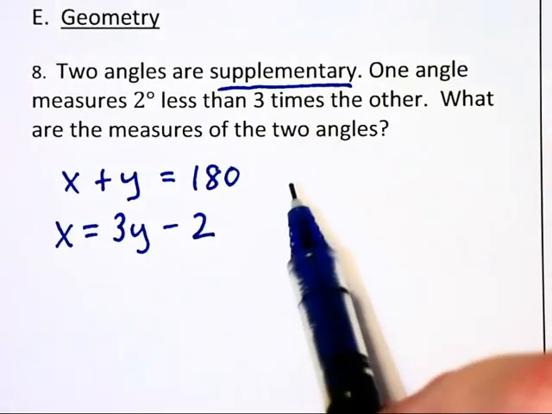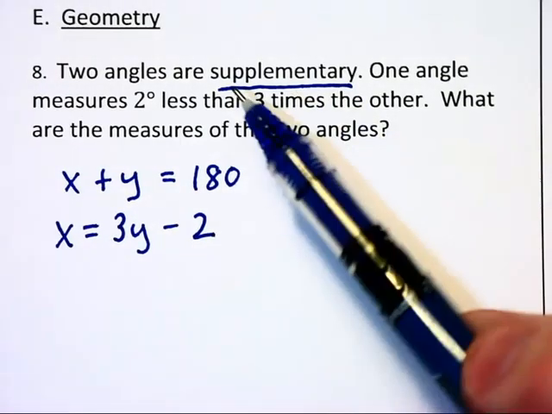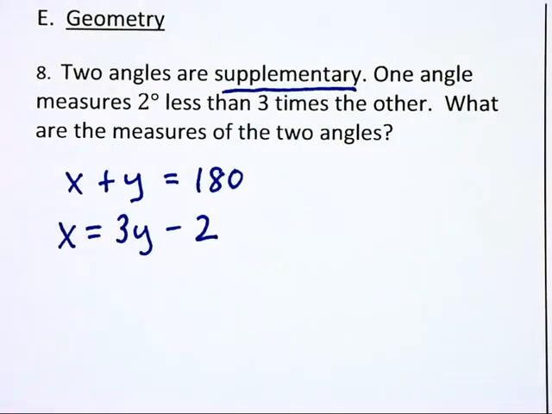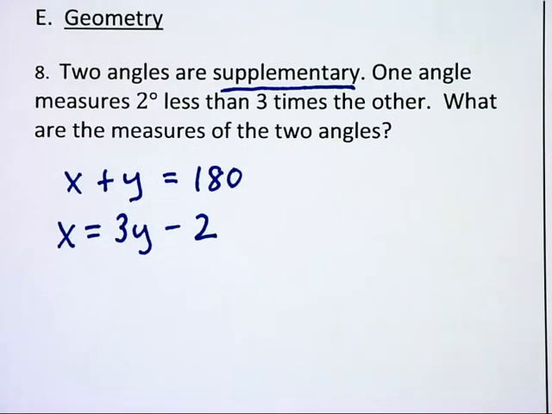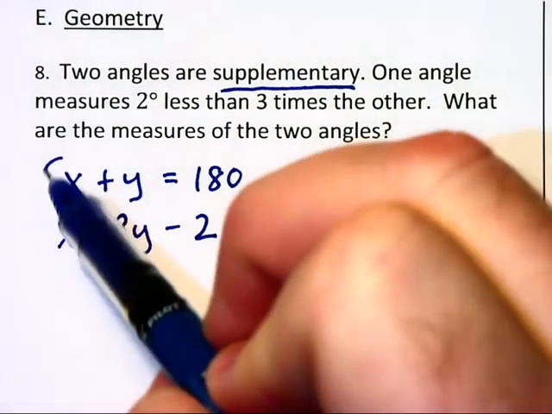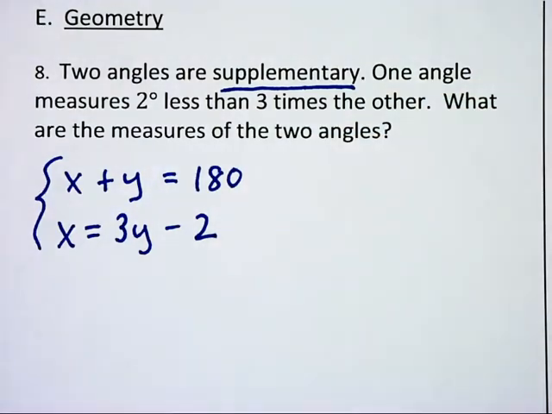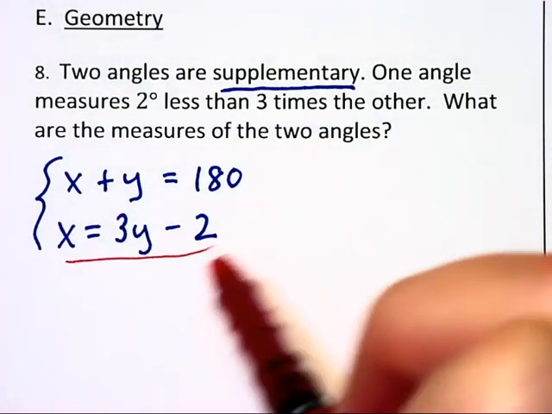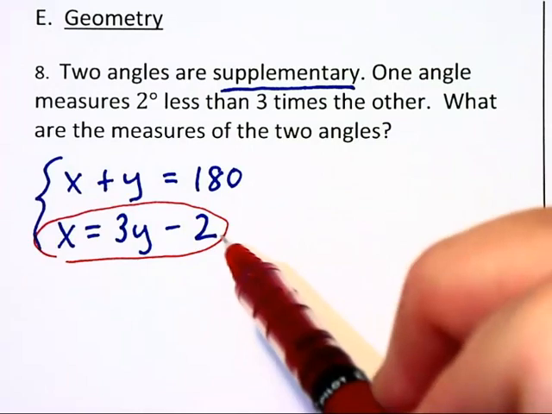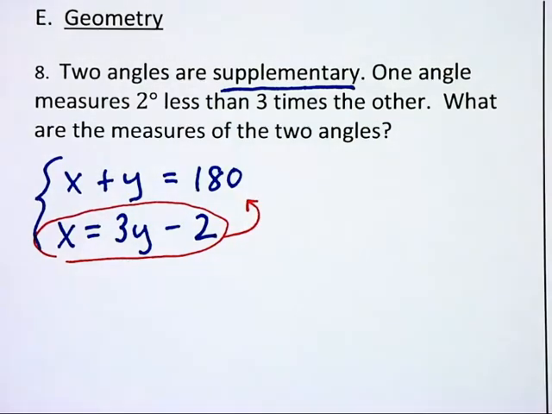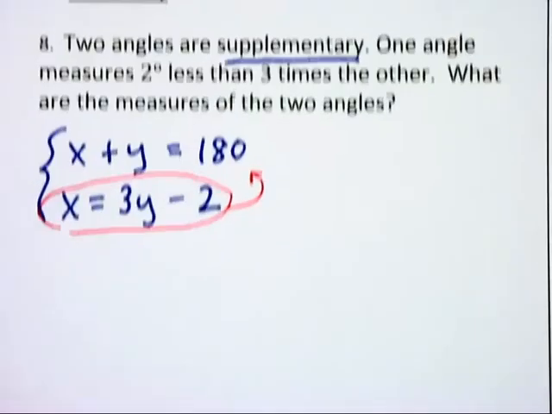Be careful you do not go 2 minus 3y. When you're using the word less, you've got to be very careful of the order of the subtraction because you know subtraction is not commutative. Now you see right off the bat that the second equation has x isolated, and so it's set up perfectly for you to use the substitution system or method.